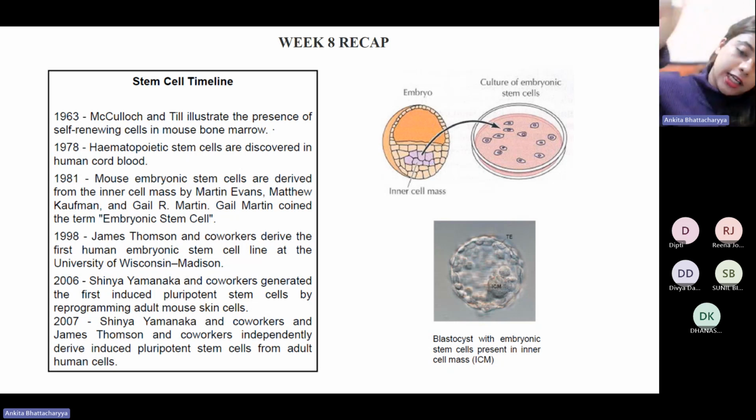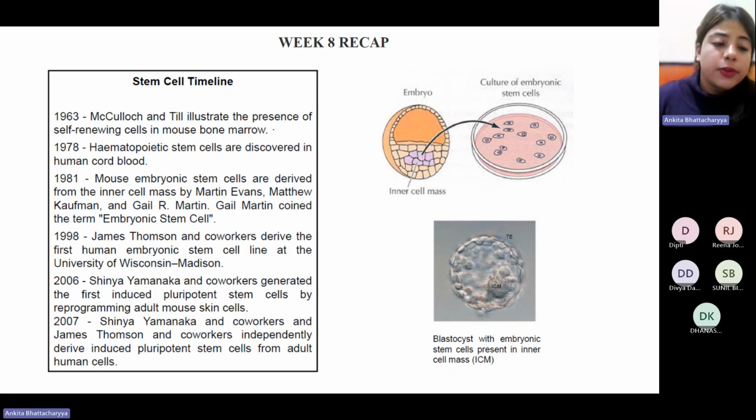You can see that there is a layer of cells on the outside, which is the trophectoderm. The entire structure is the trophoblast. Within it, you can see this concentrated region, which is housing a lot of cells, and inside that is the inner cell mass. This is a blastocyst or a trophoblast, which has embryonic stem cells within the inner cell mass.